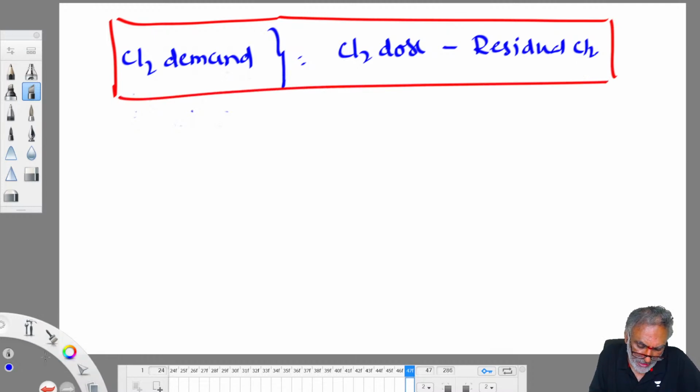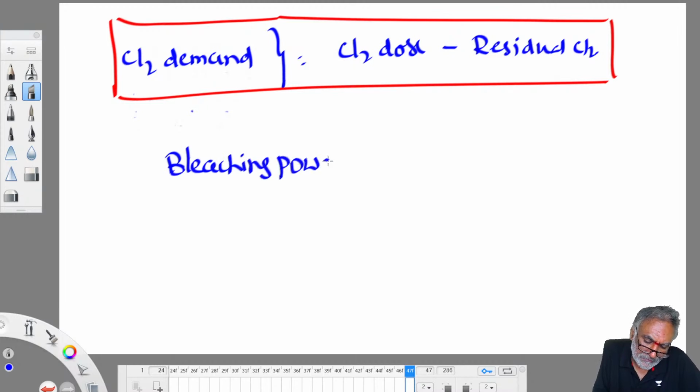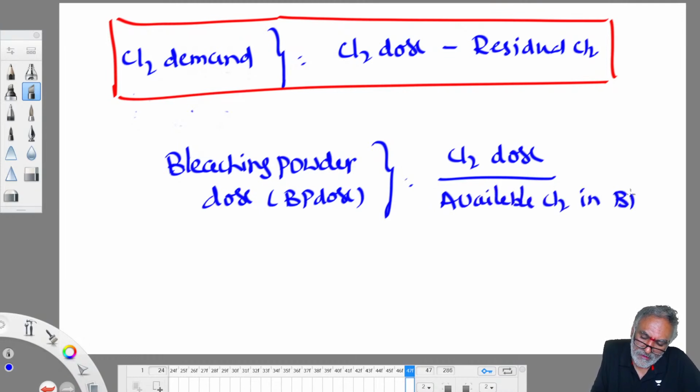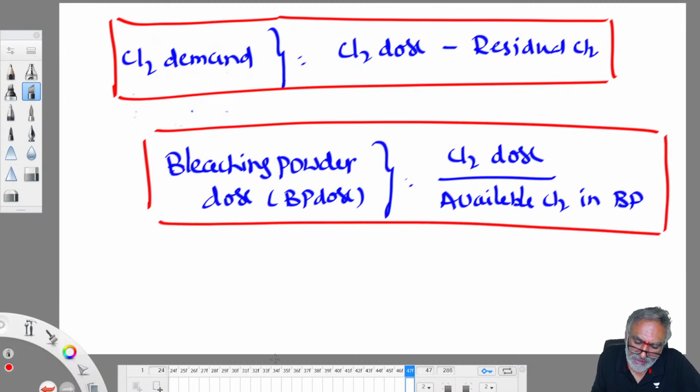Okay. In addition to that, it is linked to bleaching powder dose. Bleaching powder dose required, shortcut BP dose required, is equal to the chlorine dose required by the available chlorine in bleaching powder. Okay, from this you can work out what amount of bleaching powder is required. So based on this, they keep on asking questions.